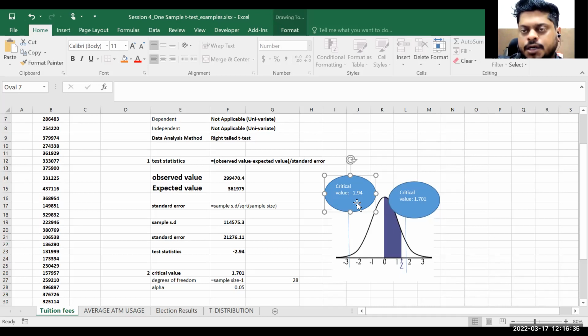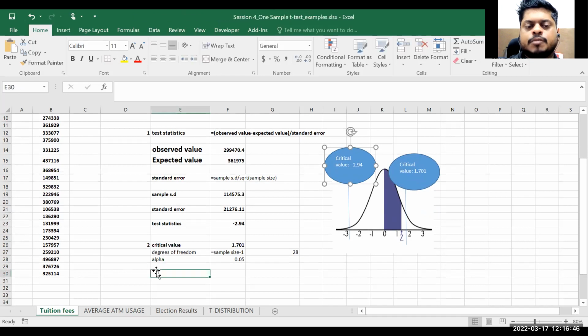Then I cannot reject the null hypothesis because whatever sample data I have got is aligning with the null hypothesis. Generally, I will not say that I am accepting the null hypothesis. I can only say that with the information available, I cannot reject.